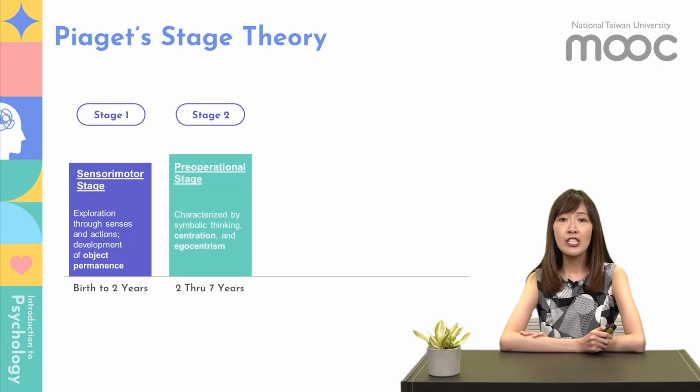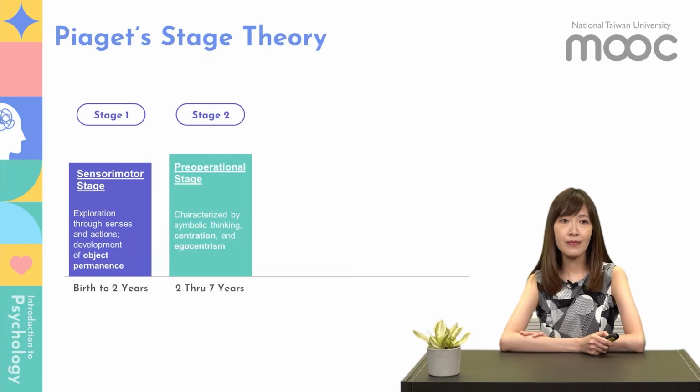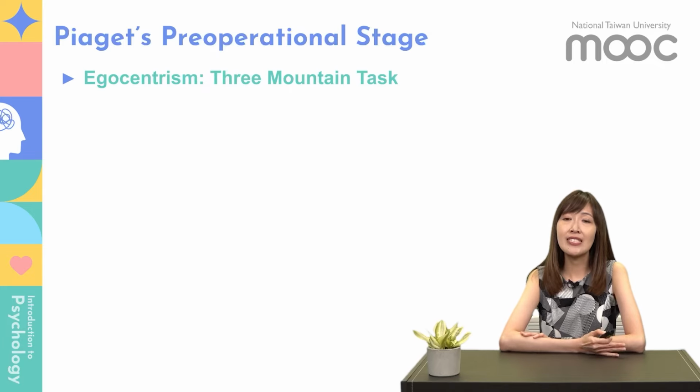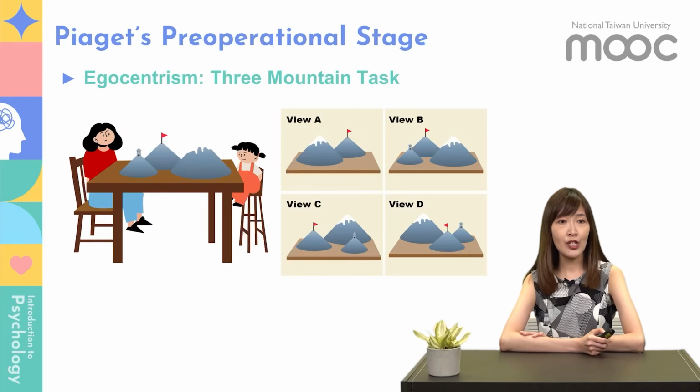In addition, children have egocentrism. What is egocentrism? Egocentrism means that they cannot take the viewpoints of others. Let's look at an example. Piaget used this 3-mountain task to understand egocentrism in children. So let's look at this picture together.